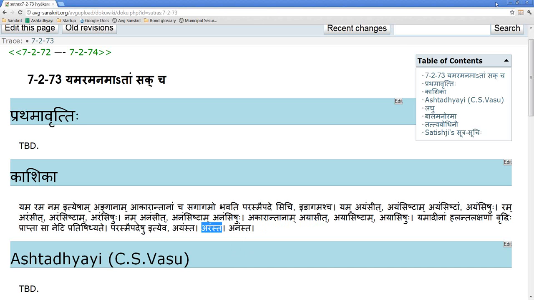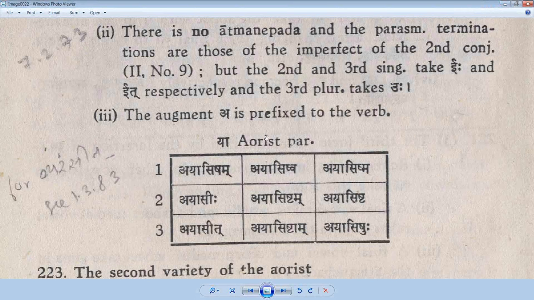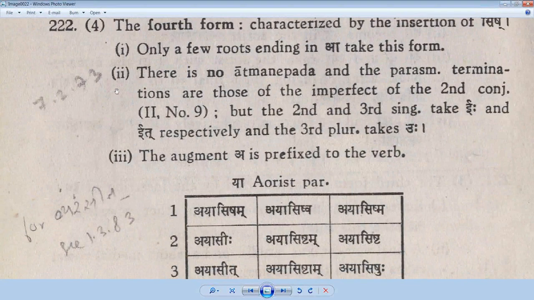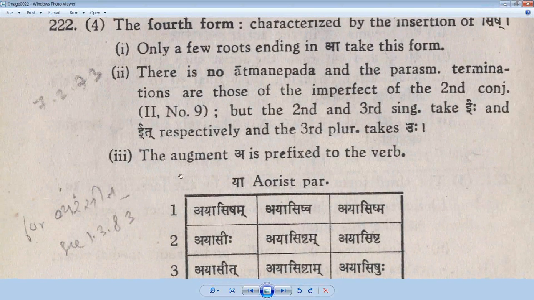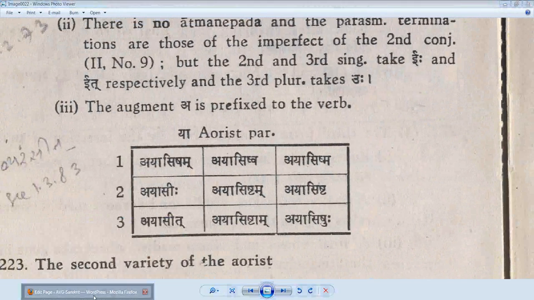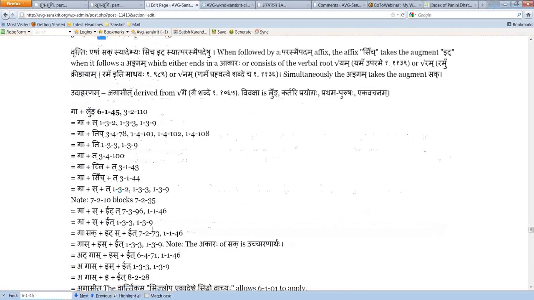Okay, so that completes this form. This completes this section of number 222. Basically, only one sutram, 7273, yama rama namatam sakcha. Now let's continue in the document. Let us continue from here. Let's see what we have. Okay, now let's continue.